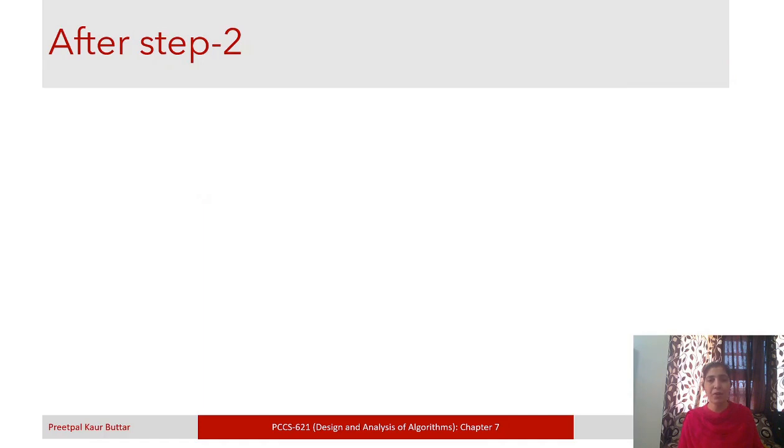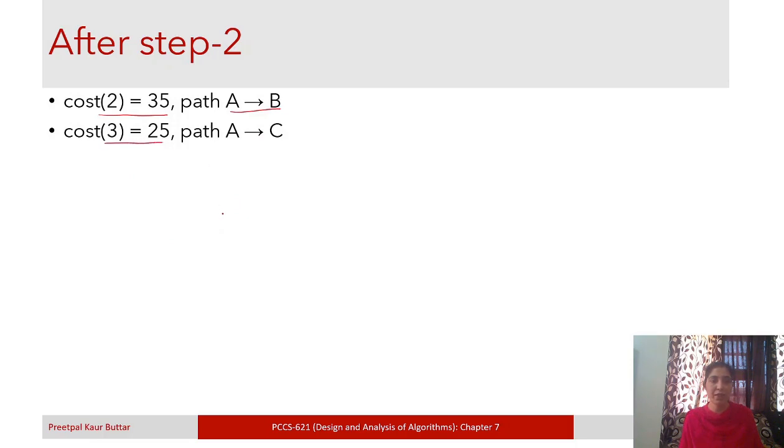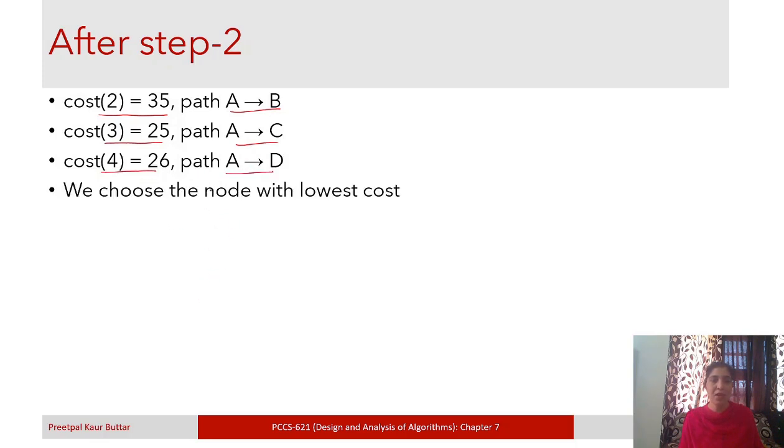We have looked at all the options which were available to us at level 1 of the search tree, right? So we have found that the cost of node 2 is 35 and the path is A to B. The cost of node 3 is 25 and the path is A to C. The cost of node 4 is 26 and the path is A to D. So now we will choose the node with the lowest cost. It means we will choose node 3, that is C, and the path is A to C.